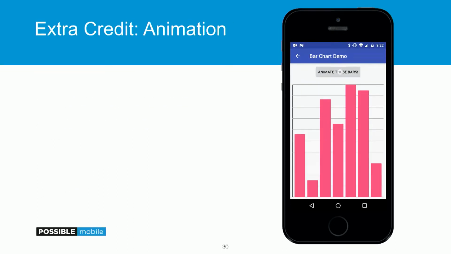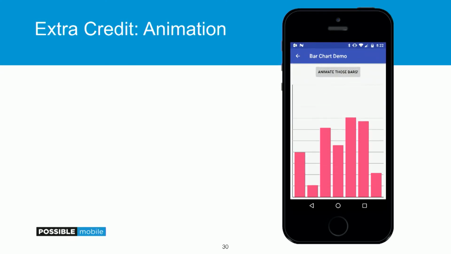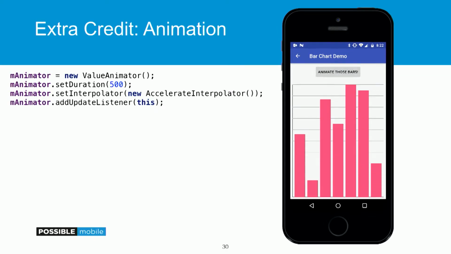So let's talk about some extra credit here. Now that we have our custom graphic defined, we know all the numbers, we know what can and can't change, now that we have all that math figured out, we can start doing some fun stuff with it. In this case, let's say we have some button, or if you just want it to look like this when you first come into the view, we want to take those bars from empty and then animate them to their final value. So what we're going to want to do is create an animator.